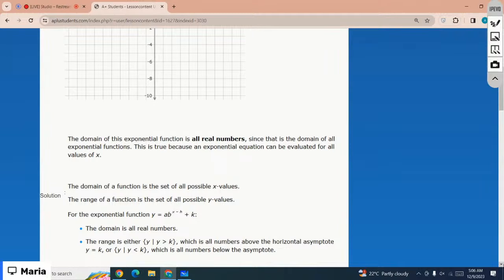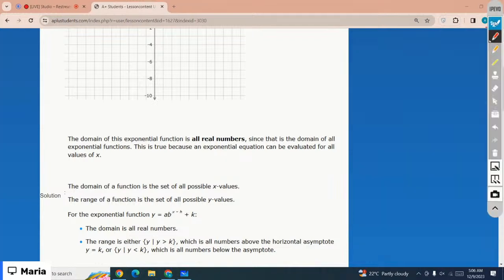So for the exponential function y equals a b^(x minus h) plus k, exponential functions look like this. The domain is all the real numbers and the range is either y is greater than k or y is less than k, right? The domain of all exponential functions is all real numbers. This is true because an exponential function can be evaluated for all values of x. That means no matter what value of x, you can evaluate the exponential function. So the domain of every exponential function is all real numbers.